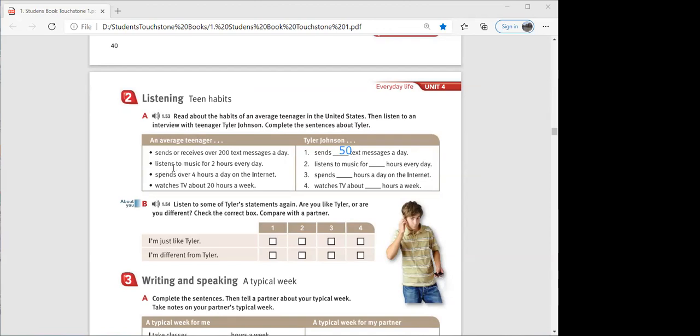The average teenager listens to music for 2 hours every day. And Tyler listens to music for how many hours? 2 hours.